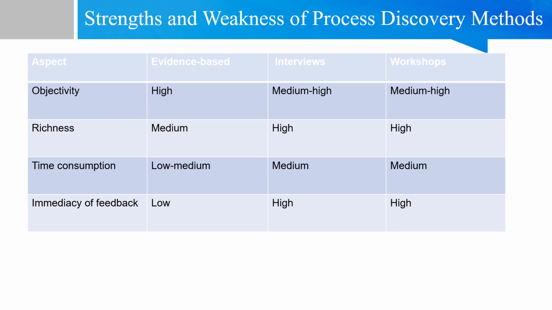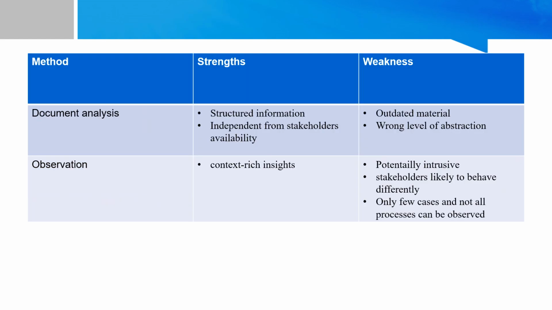Let's see the different methods, their strengths and weaknesses. Document analysis: the strengths are structured information independent from stakeholders' ability, and the weaknesses are alternative material and wrong level of abstraction. Second, observation: the strength is context-rich insights, and the weaknesses are that it is potentially intrusive, stakeholders are likely to behave differently, and only a few cases and not all of the process can be observed.